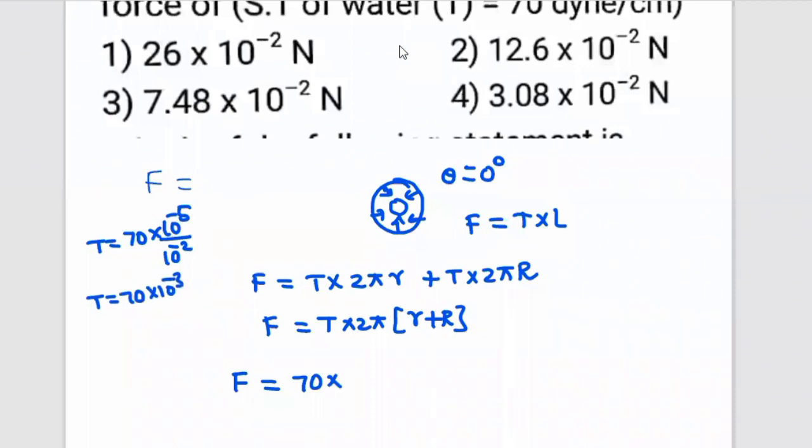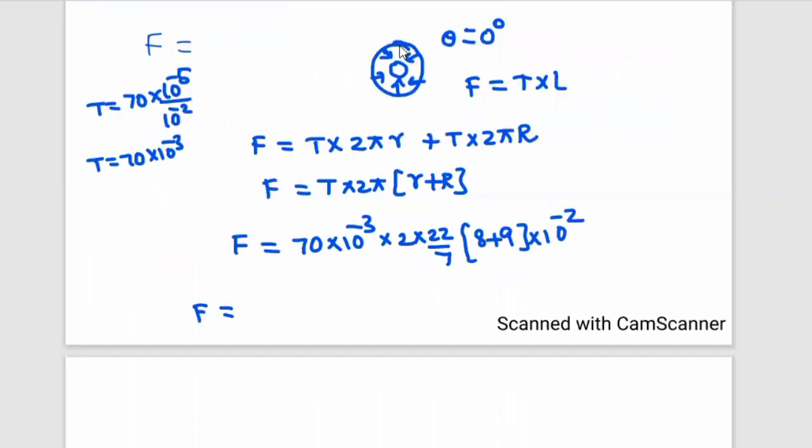So I'm going to write 70 into 10 power of minus 3 into 2 pi, where you can take pi as 22 by 7. Two different radii they gave. One is 8 centimeter and the second one is 9, so 8 plus 9 is 17, in centimeter. I'm going to write in terms of 10 power of minus 2. So force F is equal to 10 times 10 into 10 power of minus 3 into 10 power of minus 2 into 44 into 17 into 10 power of minus 2. Then force F is equal to 44 into 17.